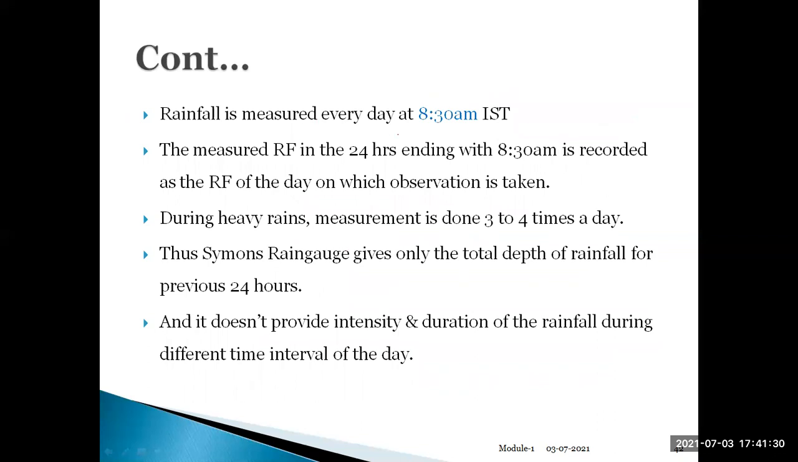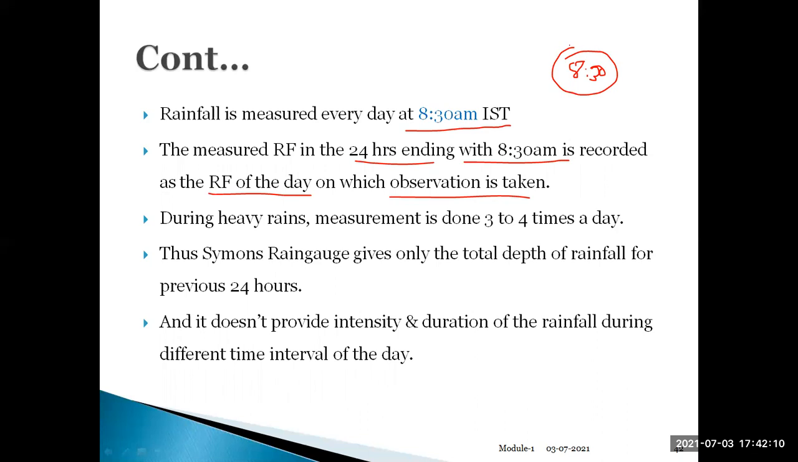And here the rainfall is measured every day at 8:30 a.m., according to Indian standard time. The rainfall measured in the 24 hours ending with 8:30 a.m. is recorded as the rainfall of the day on which the observation is taken. For example, if you are recording today at 8:30 a.m., that depth of rainfall will become the rainfall of that particular day on which you are measuring the data.